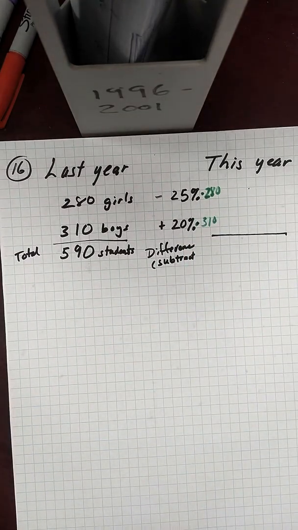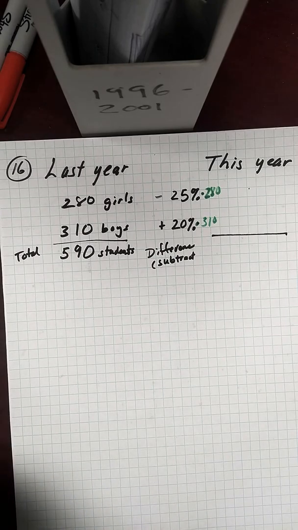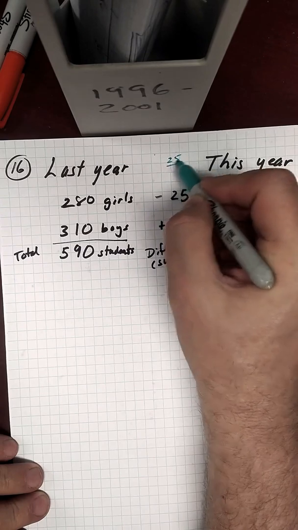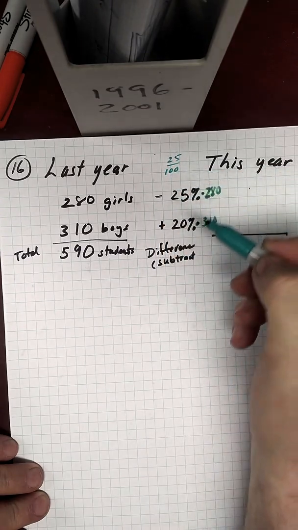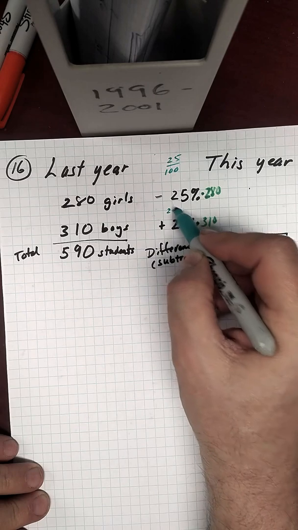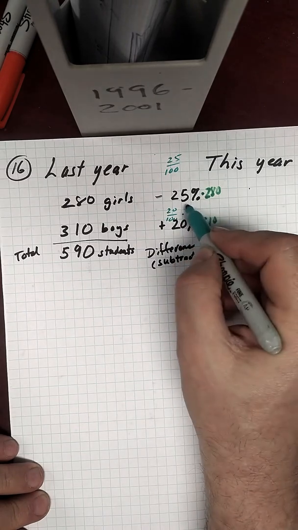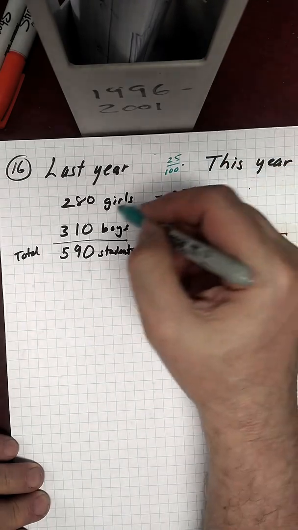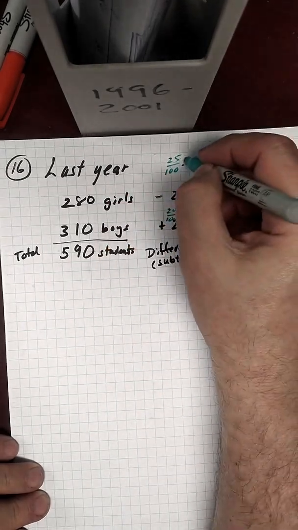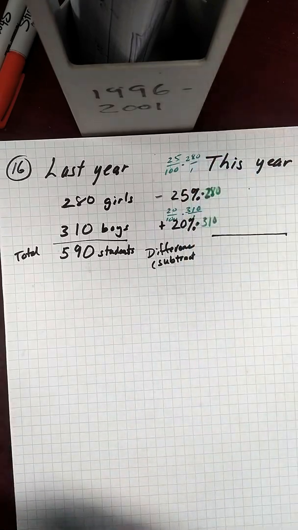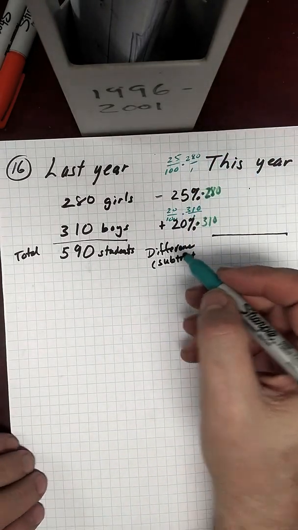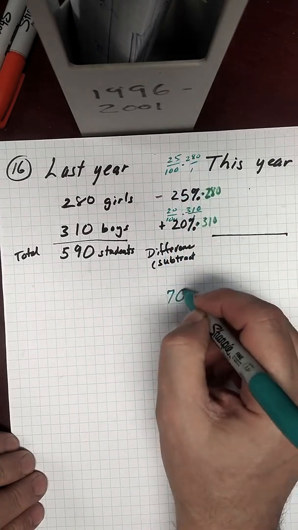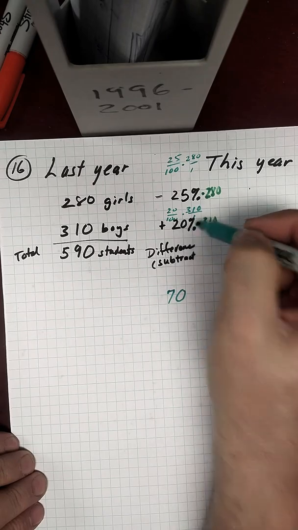So when we go ahead and do this, when we take 25%, we can put 25 over 100 or do 0.25, and the same here. We can put 20 over 100 times the 310, which is 310 over 1. This would be times 25% of what? Of the original here, 280 over 1. So if we actually do this multiplication for the girls, we're going to find that we have 70. If we do it for the boys, we're going to find there's 62.